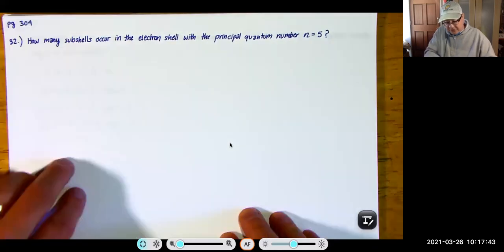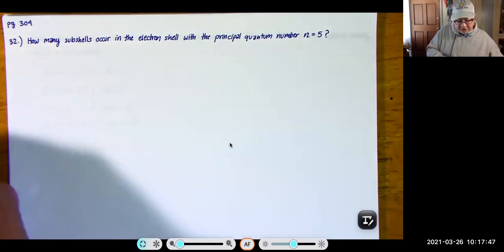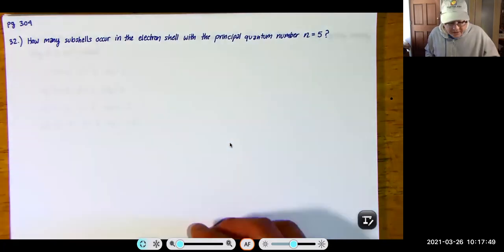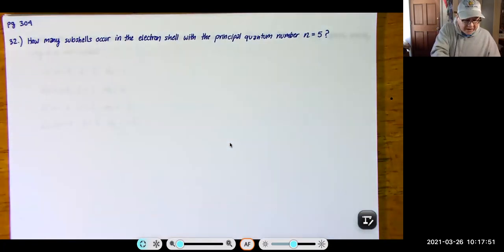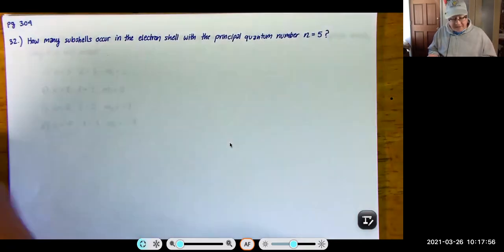How many subshells occur? Or maybe we didn't do that, but let's go ahead and just continue doing some problems here. And I'm going to give you a little bit of background with each problem to help you understand how I arrive at the answer.